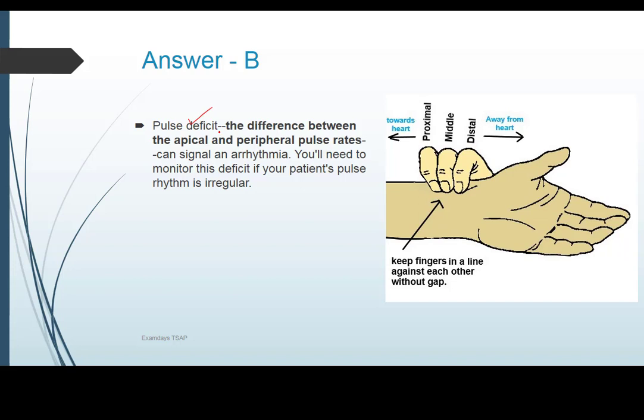The difference between apical and peripheral pulse rates can be a sign of arrhythmia. You will need to monitor this deficit if your patient's pulse rhythm is irregular. This is the most commonly used method in hospitals, where you have to check the pulse of any patient without any instruments.